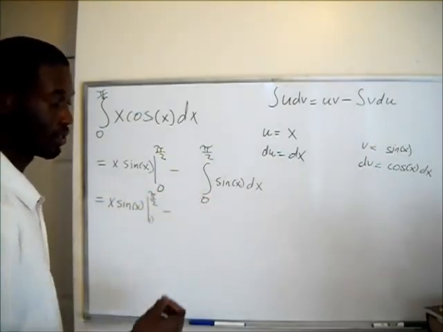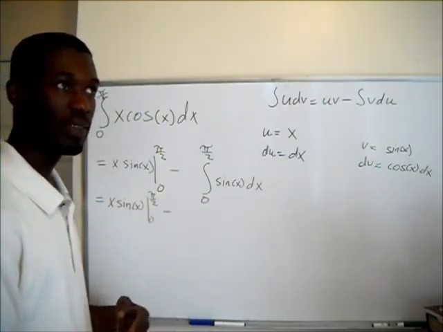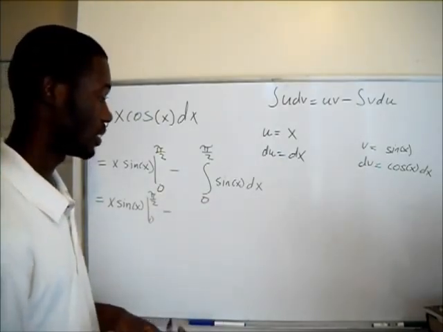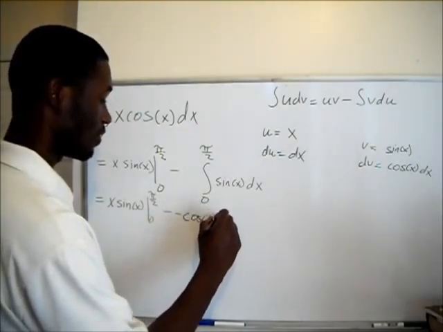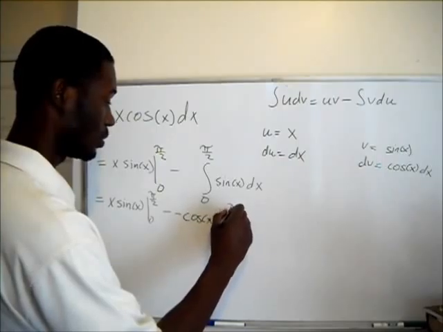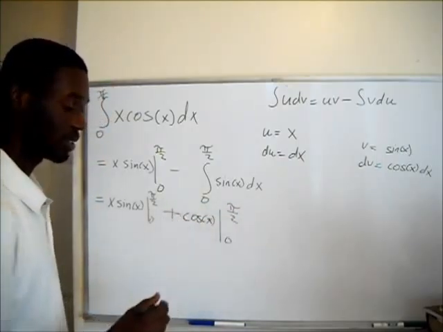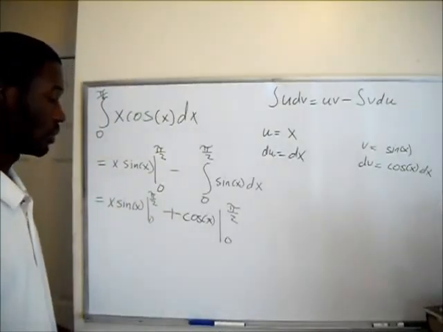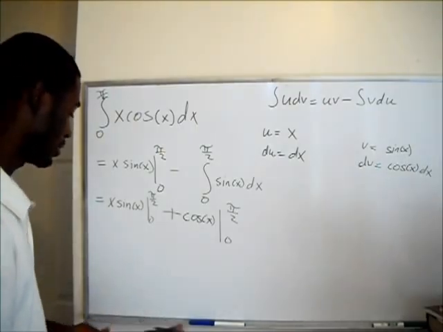Now to evaluate this integral, the integral of sine of x dx, what did I differentiate to get sine of x? I differentiated negative cosine. So it's going to be negative cosine of x, evaluated from 0 to pi over 2. And now this negative is going to give me a big plus. And now what I'm going to do is just rewrite it so I only have one limit of integration.